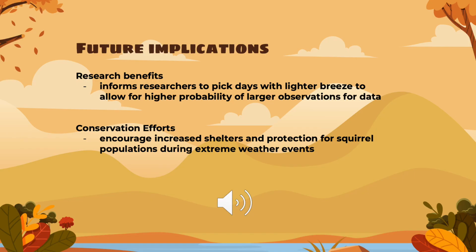Our research's future implications include future ecological research benefits by providing more information on when researchers should pick prime weather conditions to allow for a larger data set of more observations. It can also be used to support conservation efforts for squirrels during the increase of climate change and subsequent storms.